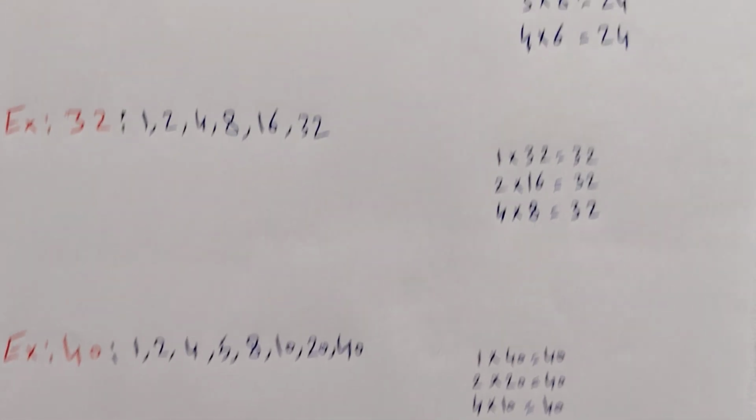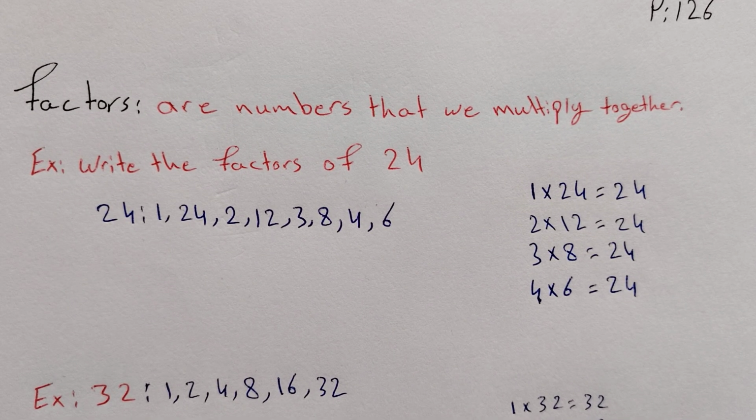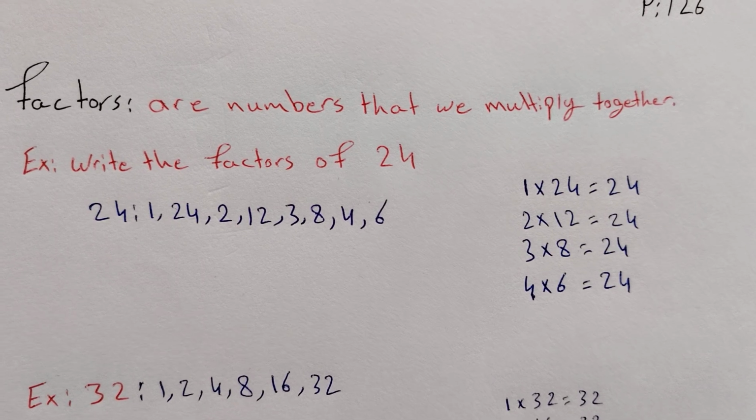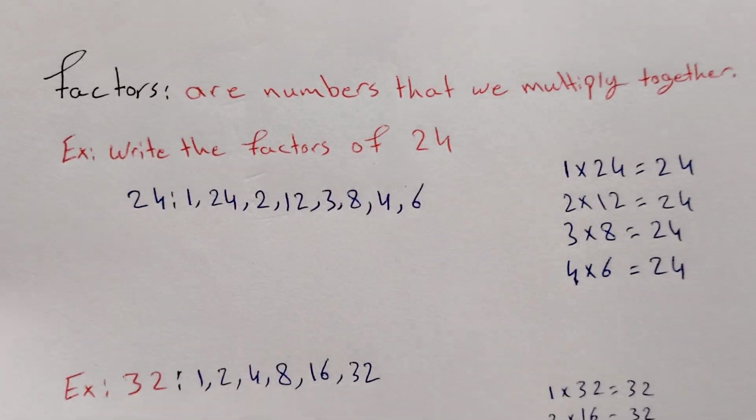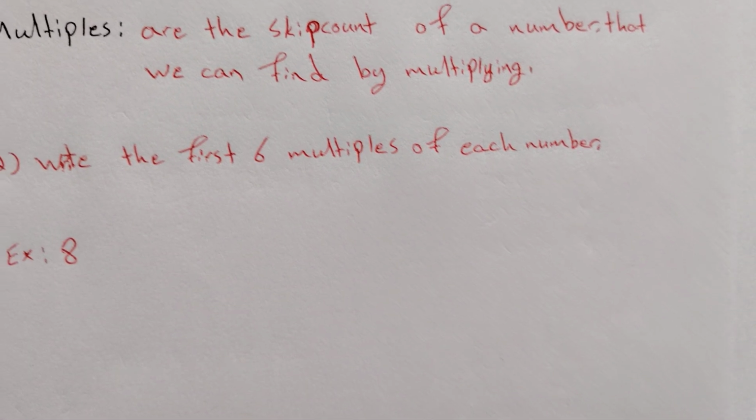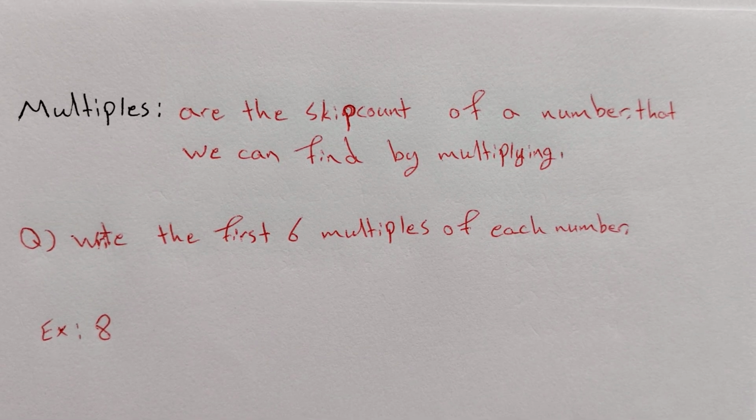Okay, now we know factors are the numbers that we are multiplying together to get the answer. Now we are talking about multiples. Multiples are the skip count of a number that we can find by multiplying. Okay, see? Even in factors we use multiplication, but in factors we use the numbers that we are multiplying, but in multiples it will be something a little bit different, but still we use multiplication.